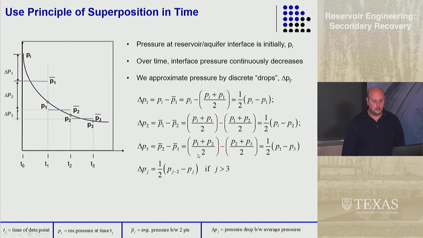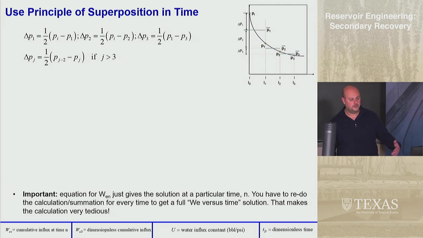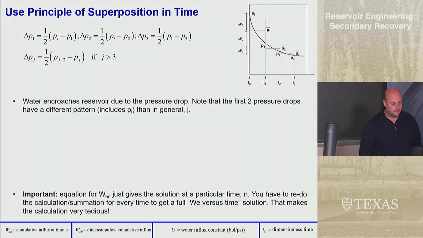Delta P3 is this P2 bar minus this P3 bar, which is given here, 1/2 (P1 minus P3). And for any j greater than or equal to 3, delta Pj is 1/2 times (Pj minus 2 minus Pj), right? So if j was 3, you'd have P1 minus P3. If j was 4, it'd be P2 minus P4, etc. Again, we've got these delta P's, which I showed you on the previous slide.